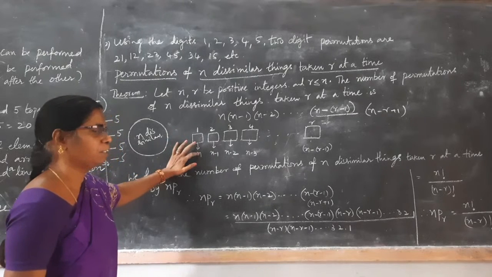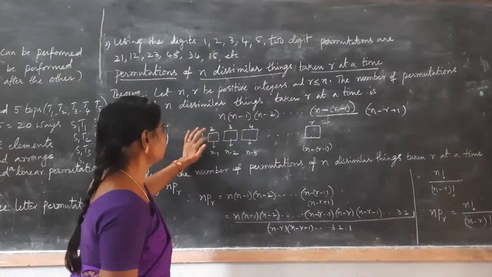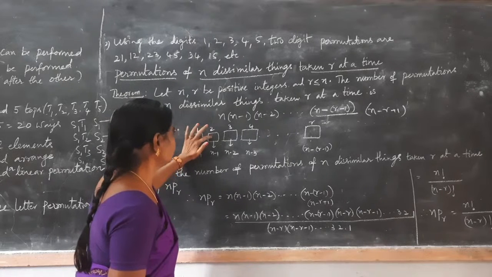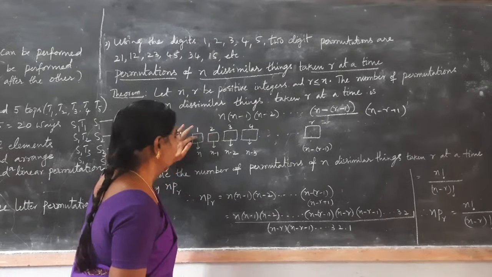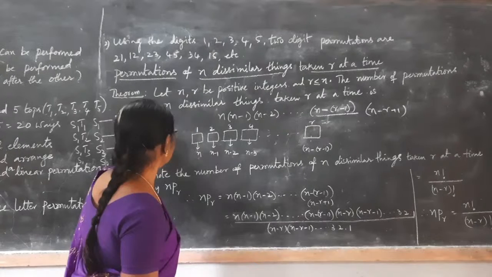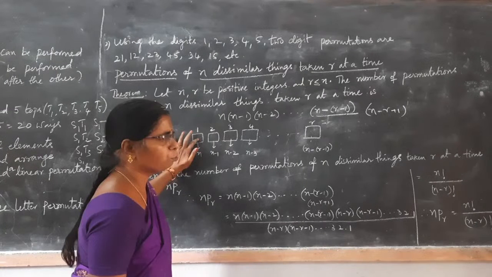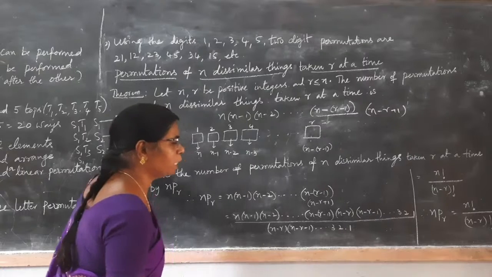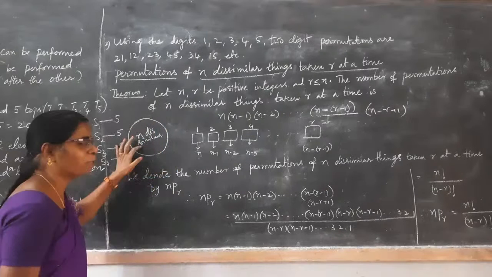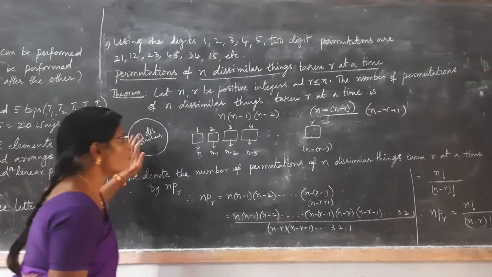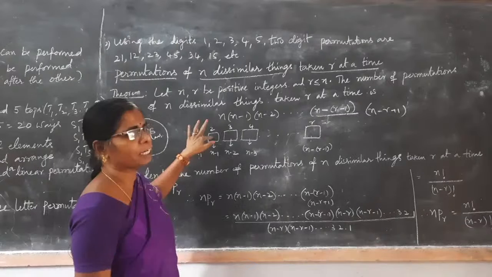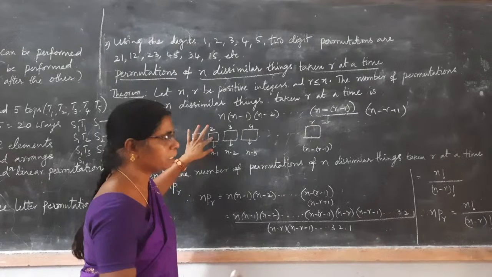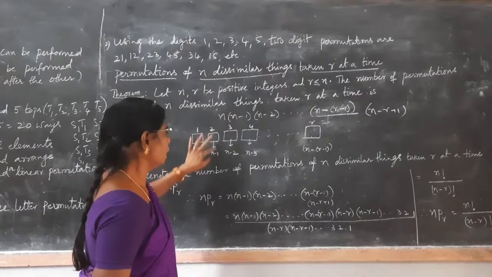ఓకే, after filling the first blank place, the second blank place. So how many ways? Because one thing out of n different things is used here, how many things are remaining? You will have n minus 1 different things. వాటితోటి మీరు సెకండ్ బ్లాంక్ ప్లేస్ ఫిల్ చేయాల్సి ఉంటుంది. How many ways? n minus 1 ways.